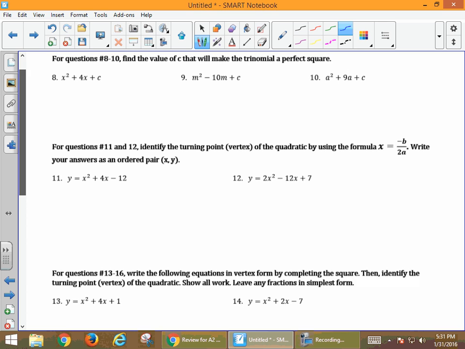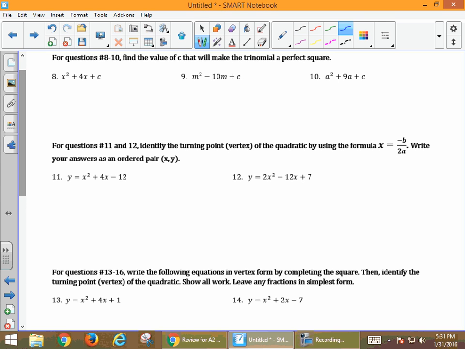Page 2 says for questions 8 through 10, find the value of c that will make the trinomial a perfect square. This is essentially just completing the square. We're going to complete the square each time. So if I want to think about this c as being my box, I would get x plus half of 4. Half of 4 is 2. So c is equal to 2 squared, which is 4.